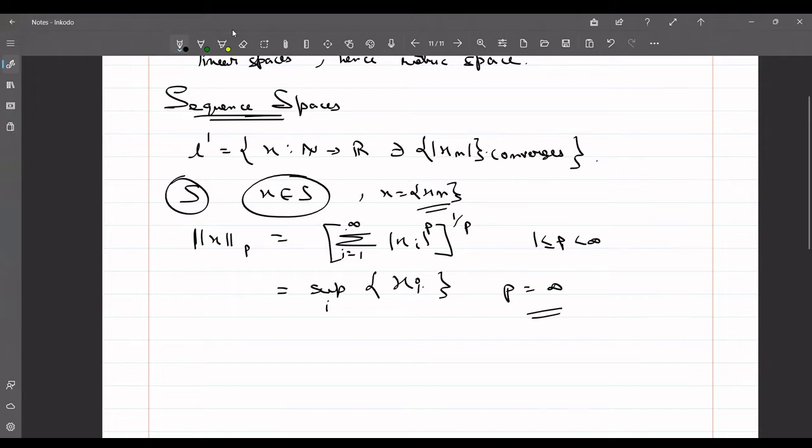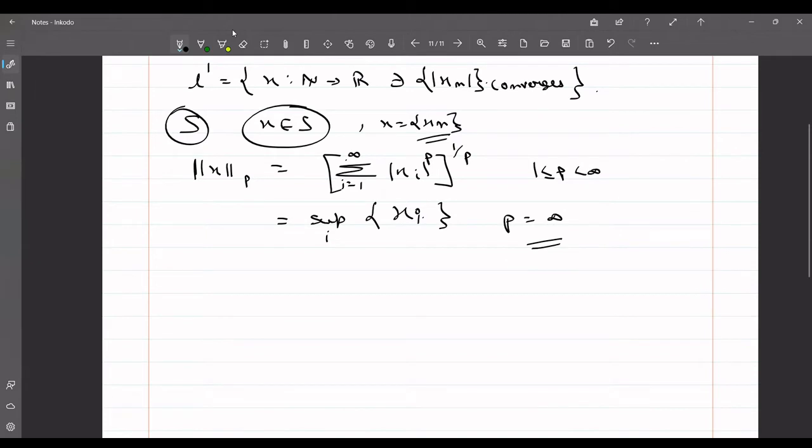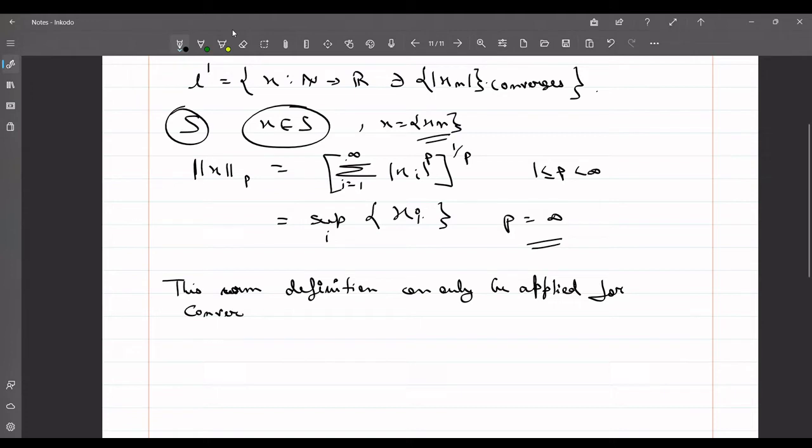Also to be kept in mind that this norm definition can only be applied for convergent and bounded sequences. Okay.